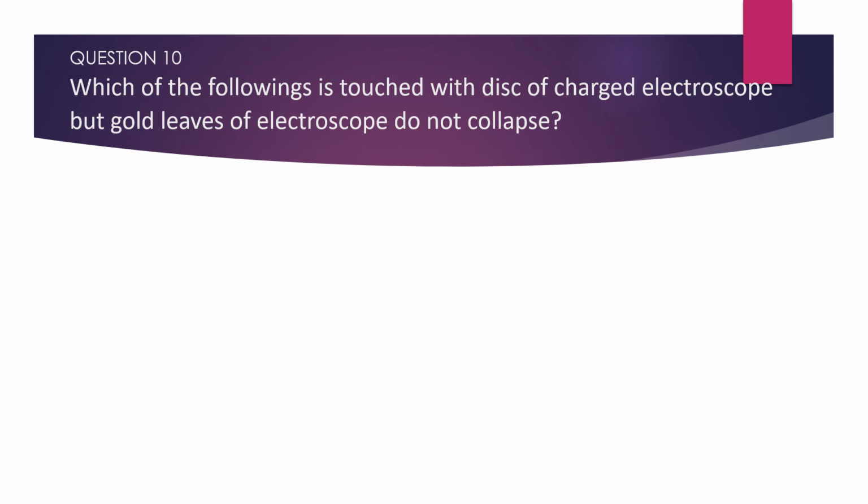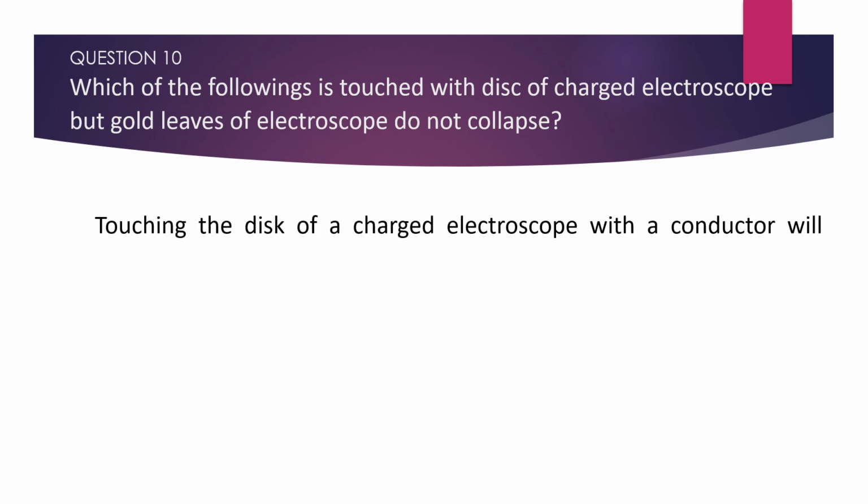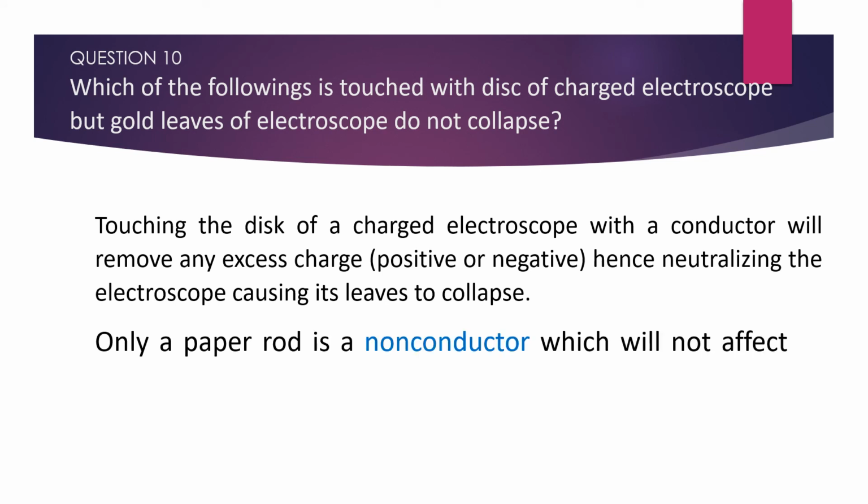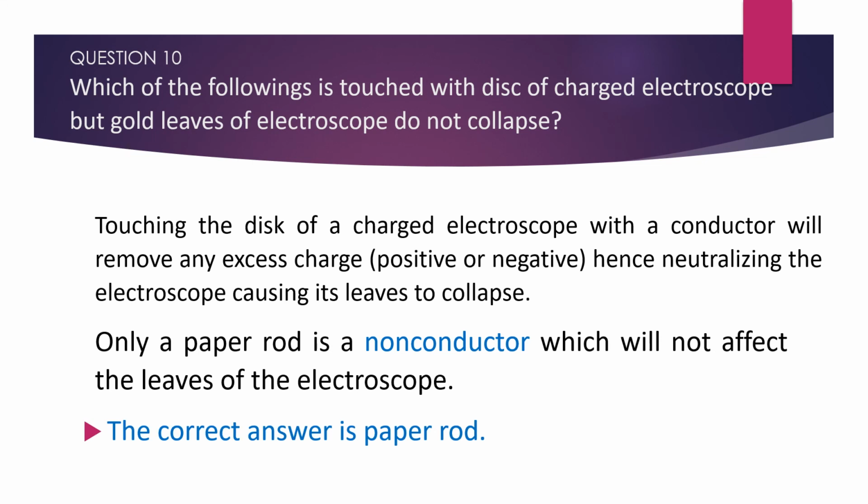Question 10. Which of the following is touched with the disc of a charged electroscope but the gold leaves of the electroscope do not collapse? Touching the disc of a charged electroscope with a conductor will remove any excess charge, positive or negative, hence neutralizing the electroscope, causing its leaves to collapse. Only a paper rod is a non-conductor which will not affect the leaves of the electroscope. The correct answer is paper rod.